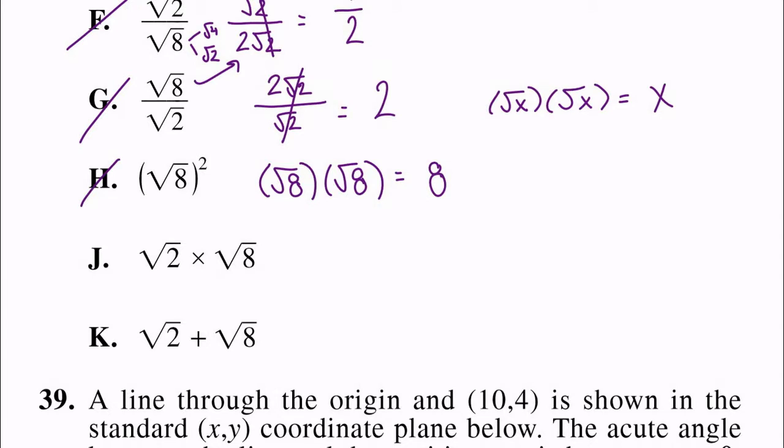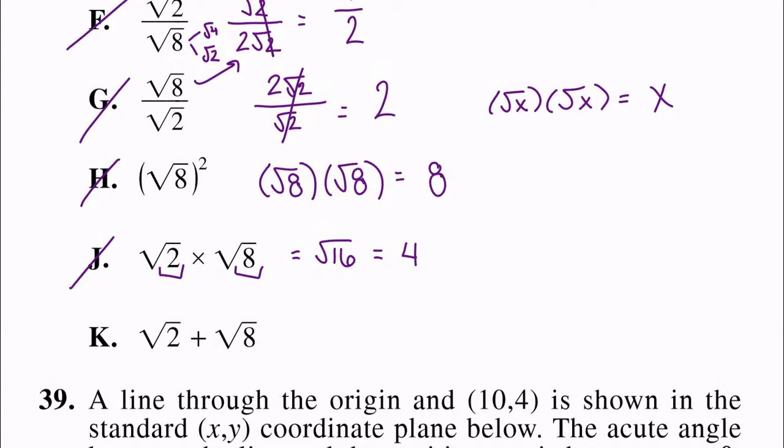Option J, square root of 2 times the square root of 8. We can multiply the numbers under the radical, which gives us the square root of 16, which is equal to 4, which again, that is rational. We're looking for an irrational number.